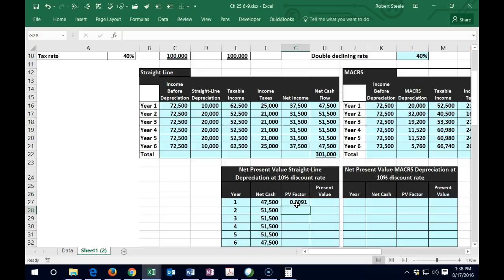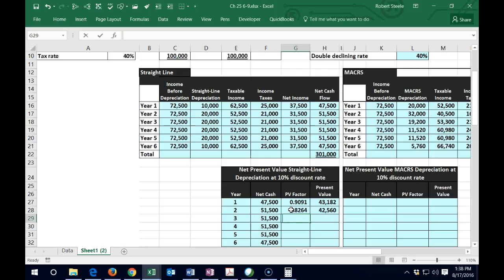0.9091. And notice I added all 4 decimals so we can see all 4 decimals. If we were to multiply that out, then we're going to say that the 47.5 is the cash flow, but it's only worth 0.9 of that, or 43,182. So if we took the next one, we're going to say this is 0.8264. This equals the 51.5 times the 0.8264, and it's worth even less because it's 2 years out.